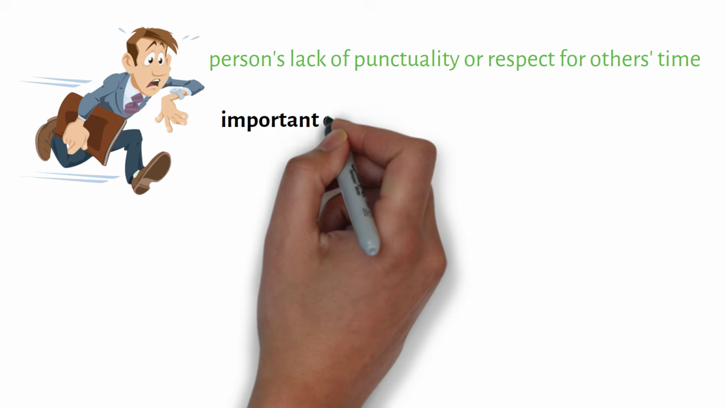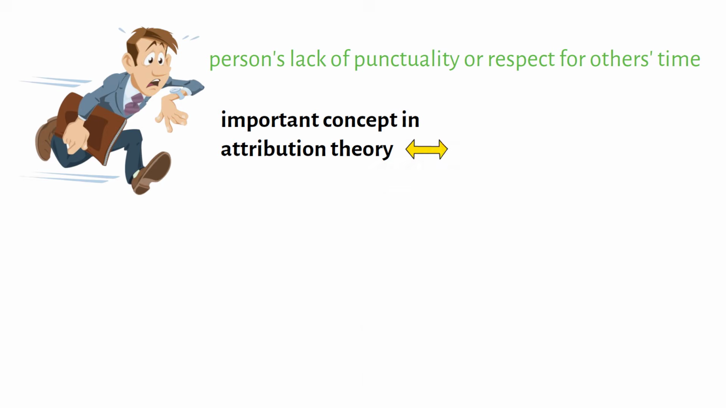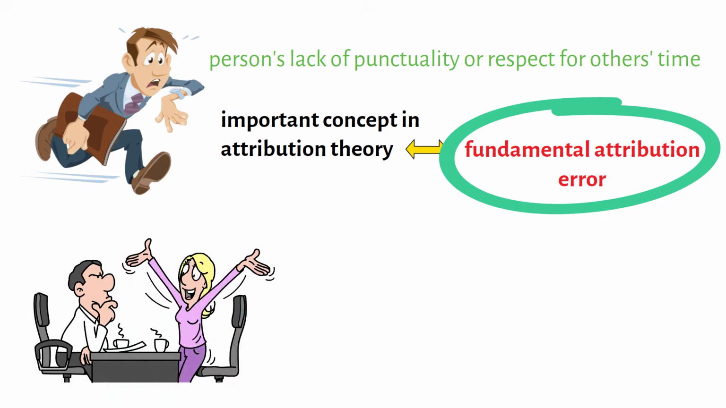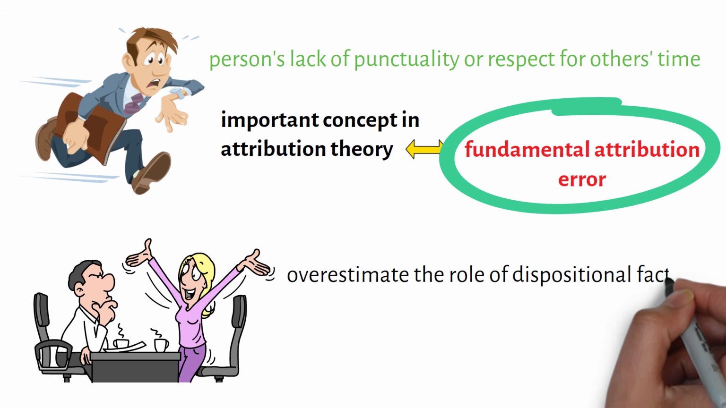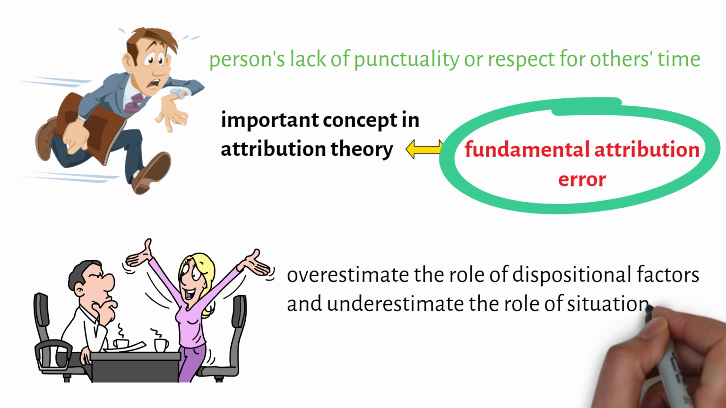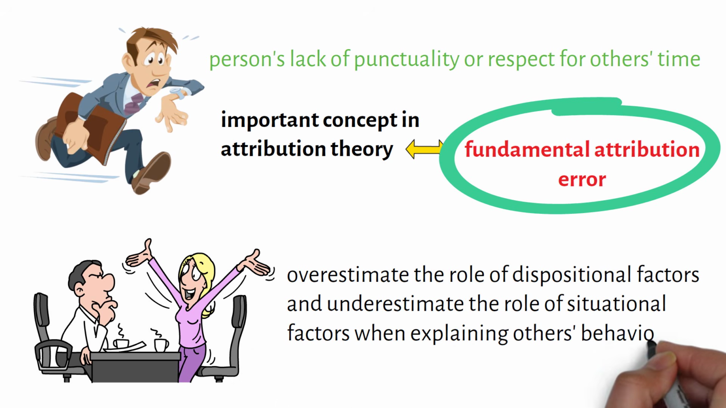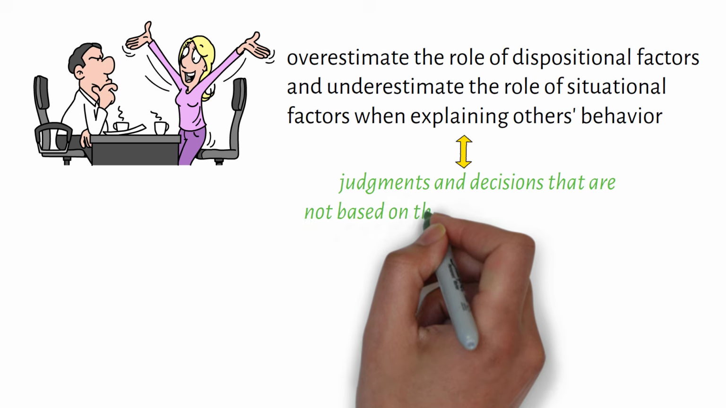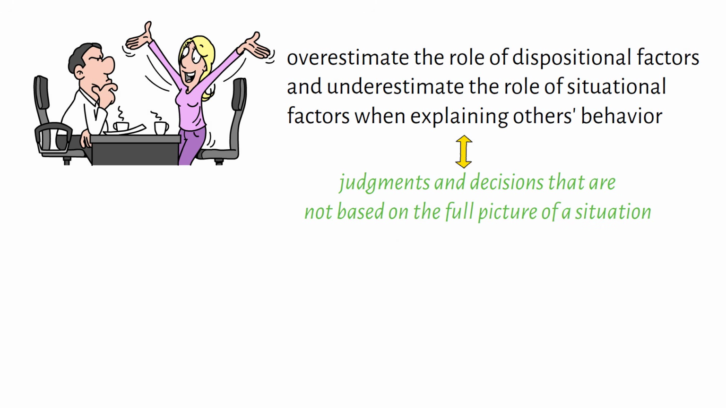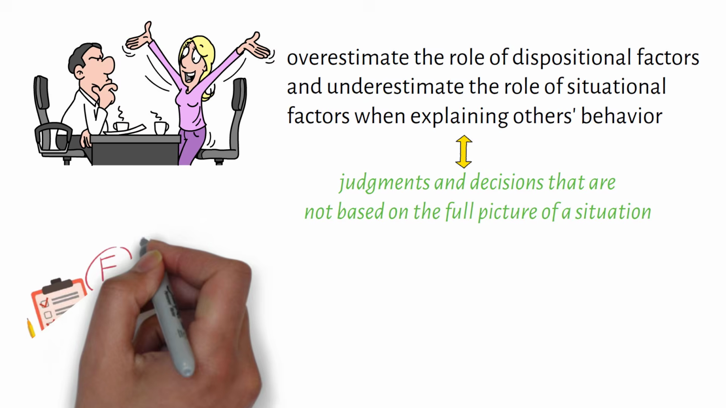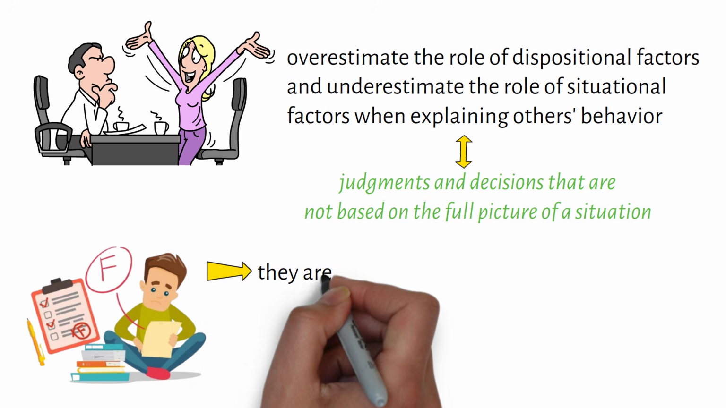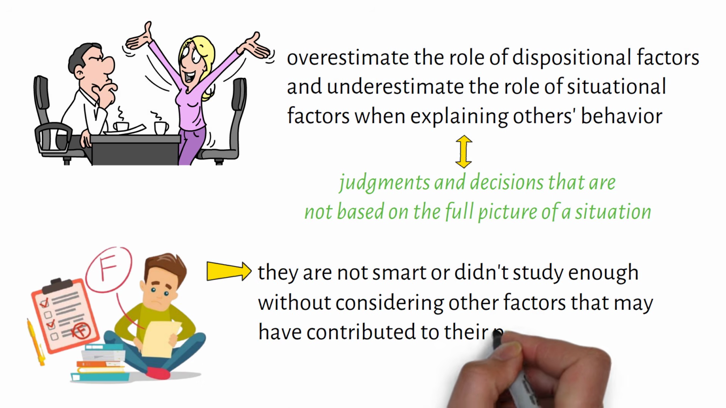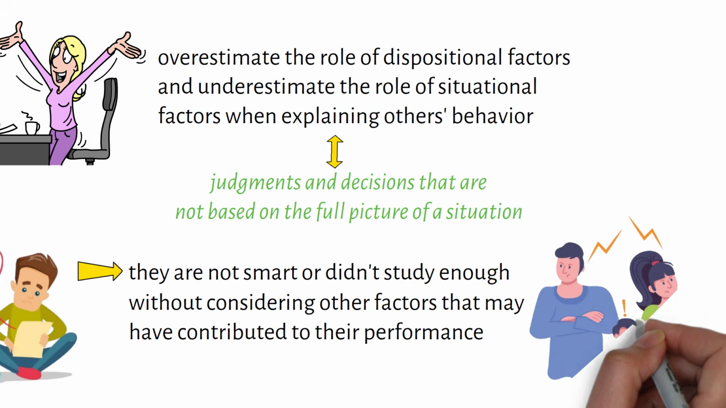Another important concept in attribution theory is the fundamental attribution error. This refers to the tendency for people to overestimate the role of dispositional factors and underestimate the role of situational factors when explaining others' behavior. This bias can lead to judgments and decisions that are not based on the full picture of a situation. For example, if someone fails an exam, we may assume that they are not smart or didn't study enough, without considering other factors that may have contributed to their performance, such as personal or family problems.